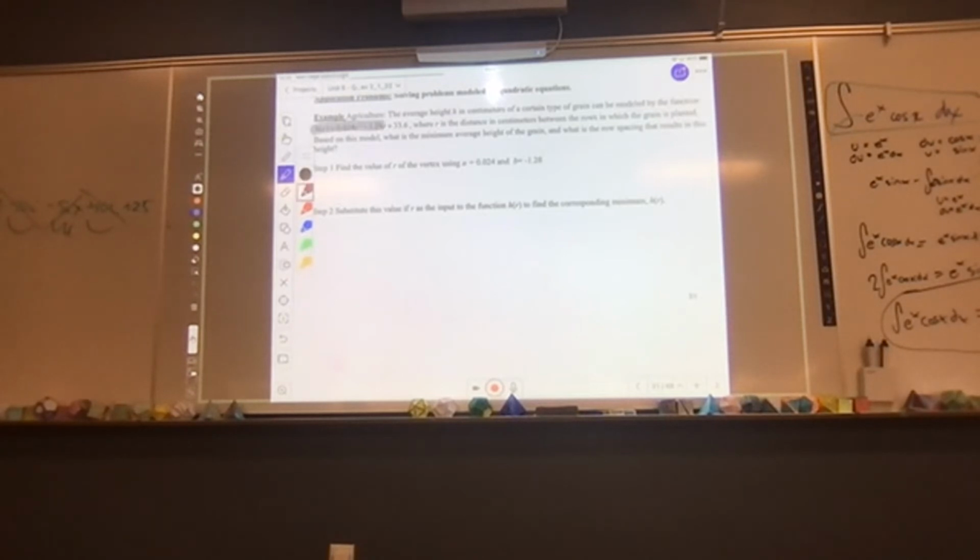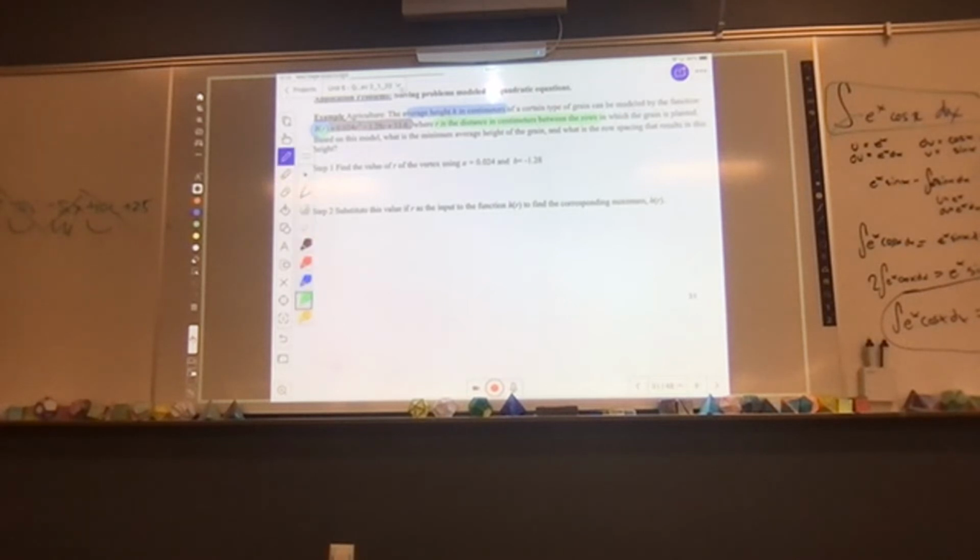So we need to understand what this equation represents. It is saying that the average height in centimeters, h is the height. This is function notation, and it is saying that h is a function of r. What is r? The distance in centimeters between the rows of grain. So depending on how far apart I plant my row spacing, r, determines how high my grains grow, h. So they have given you the model.